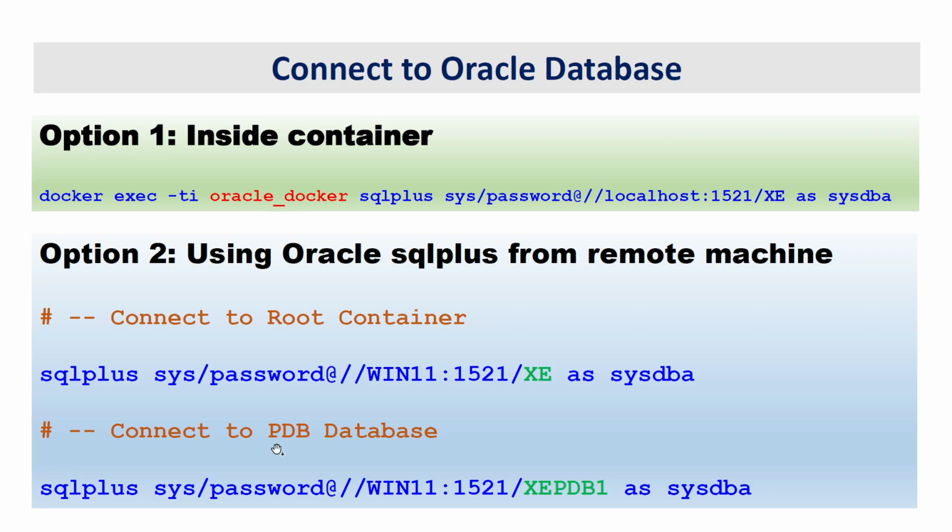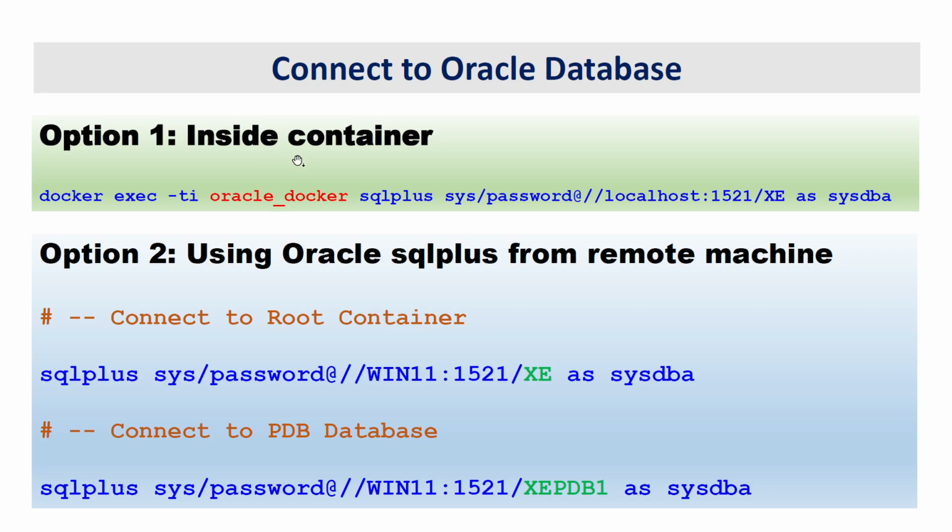If you want to connect to the PDB database, because within the Docker there will automatically be a PDB that gets created, XEPDB1, and if you want to connect to that particular PDB, you can connect using the same syntax, except instead of XE, you will specify XEPDB1. So based on whether you want to connect to the root container or the PDB database directly, you can use one of these options.